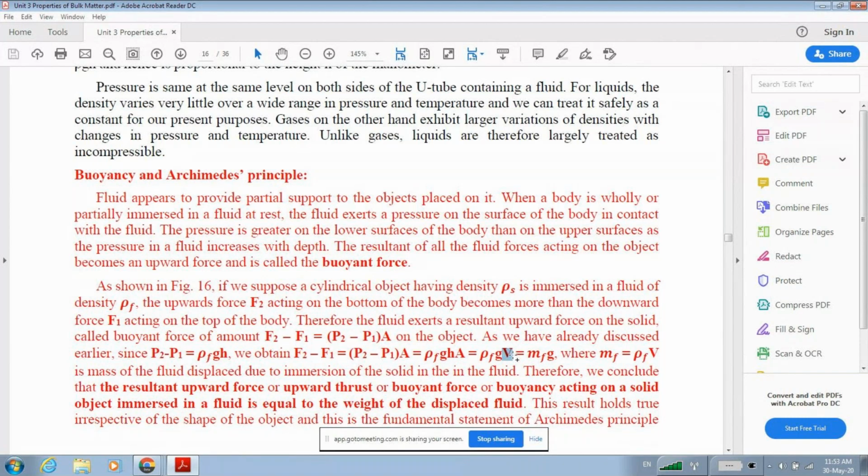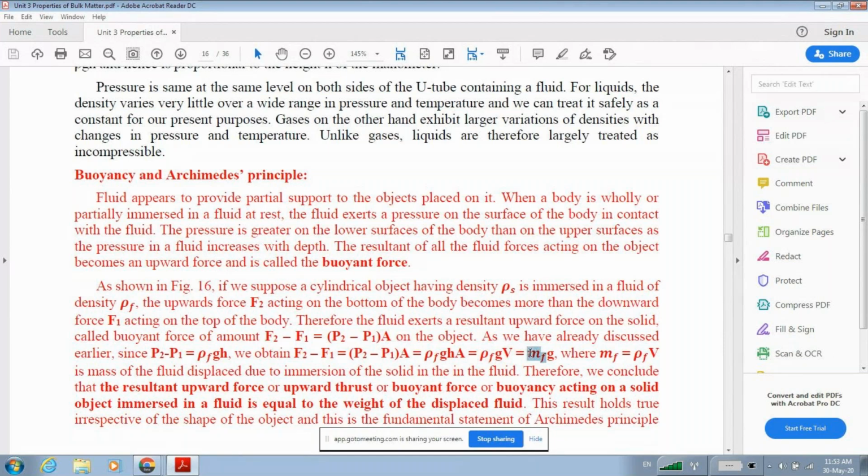Volume of the liquid level raised. Because of this immersion of the solid only, the liquid level is rising by an equal amount. So if you consider the volume of the liquid raised as V, that is rho F into V. Here, density of the fluid into volume of the fluid will become mass of the fluid. So density into volume equals mass.